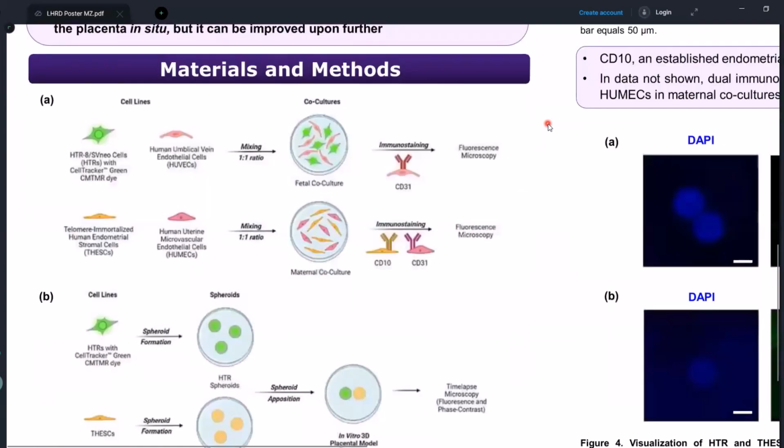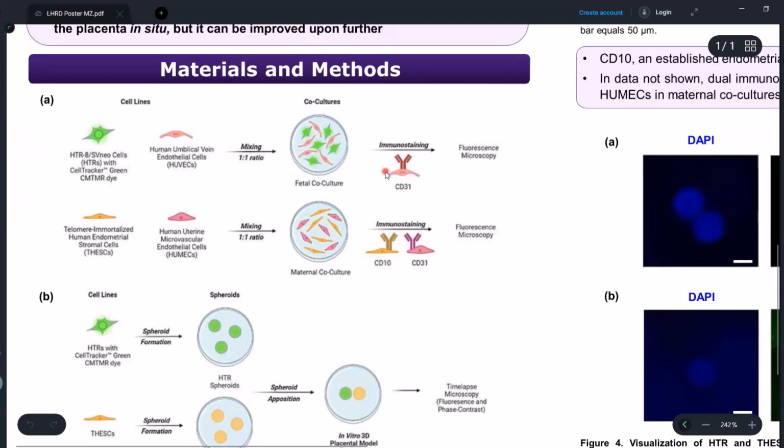We took the following approach to address our first objective. For our fetal components, we selected HCR cells, or HCRs, to represent the trophoblasts. To incorporate the fetal vasculature, we opted for fetally derived human umbilical vein endothelial cells, or HUVECs. And we have fluorescent probes that have been developed to track cells. So we incubated our HCRs with CellTracker Green dye. We mixed these fluorescent HCRs with HUVECs in a 1-to-1 ratio to form fetal co-cultures.